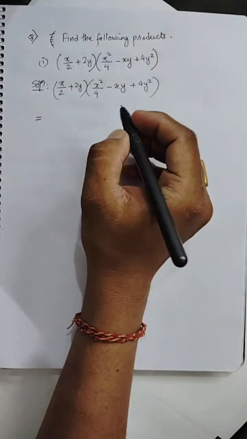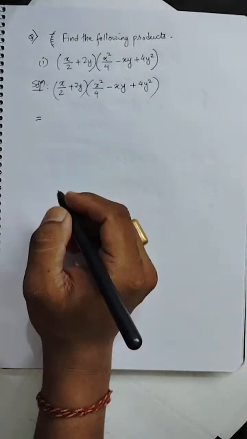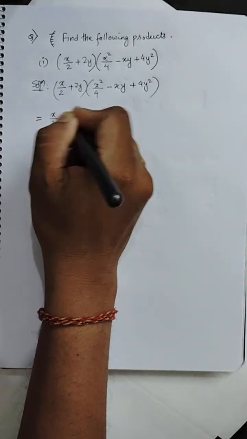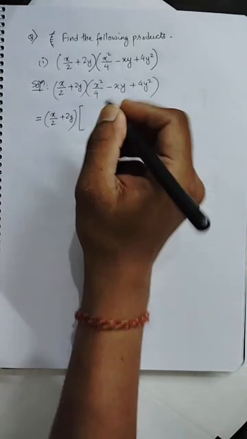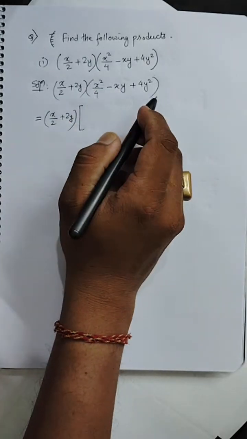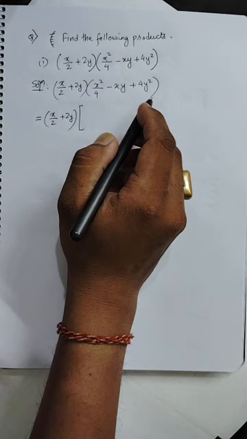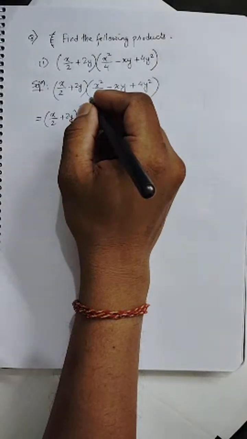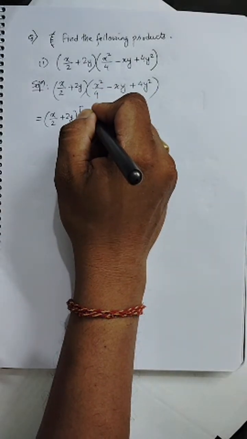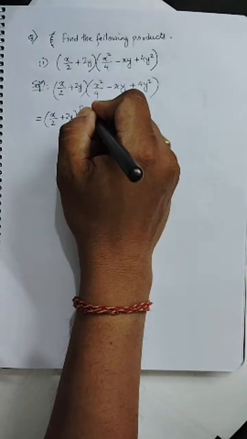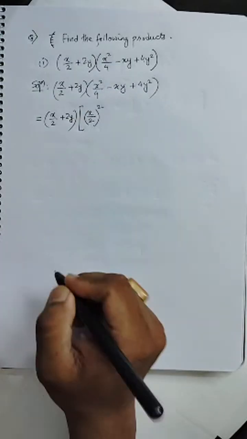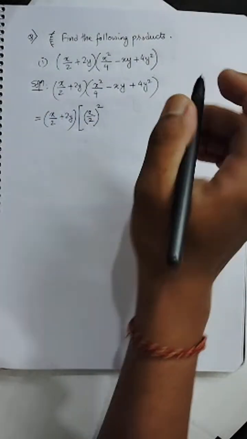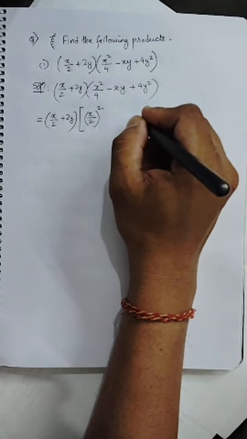Okay, so let's proceed. So x by 2 plus 2y. So we will rewrite these three terms. So x square by 4 we will rewrite as x by 2 whole square. Okay, let me put a gap.